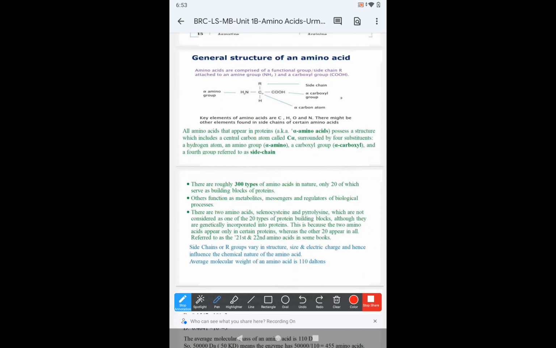This amino group is also called the alpha amino group, and this COOH group is also called the alpha carboxyl group. So we can call them by the addition of alpha. See here, roughly 300 types of amino acids exist in nature, and only 20 of them serve as building blocks of protein. So those 20 amino acids are called standard amino acids. Standard amino acids are the protein amino acids.